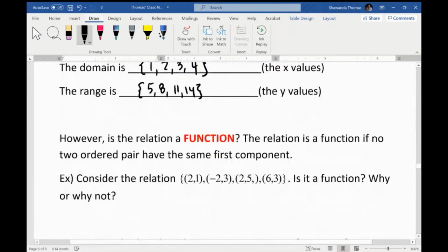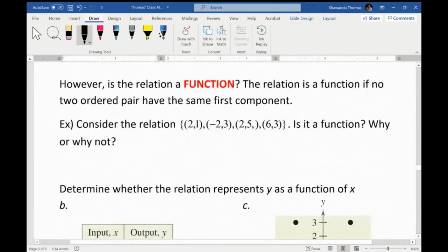Another question you will be asked is, is the relation a function? The relation is a function if no two ordered pairs have the same first component. That sounds so weird, but all it really means is every x value has to have only one unique y value. If it has more than one y value for that one x, then it's not a function. Look at this example.